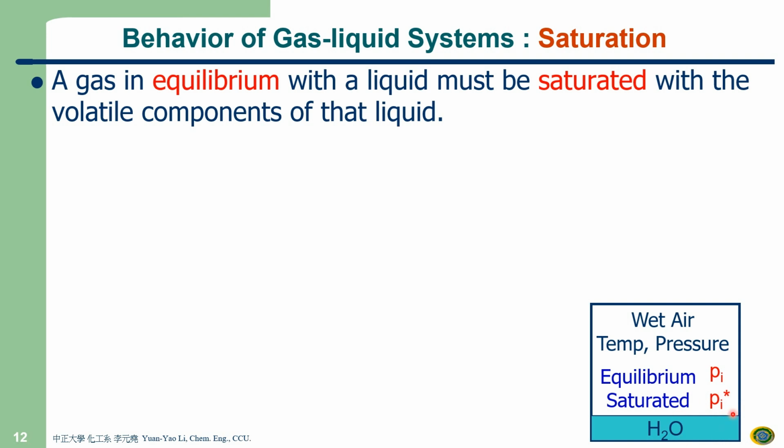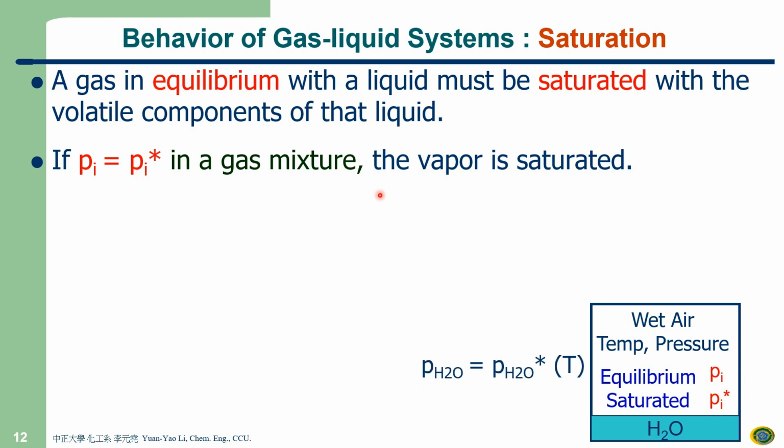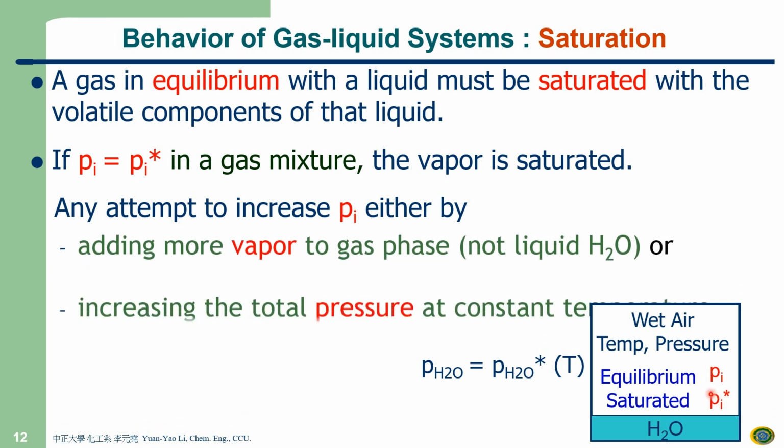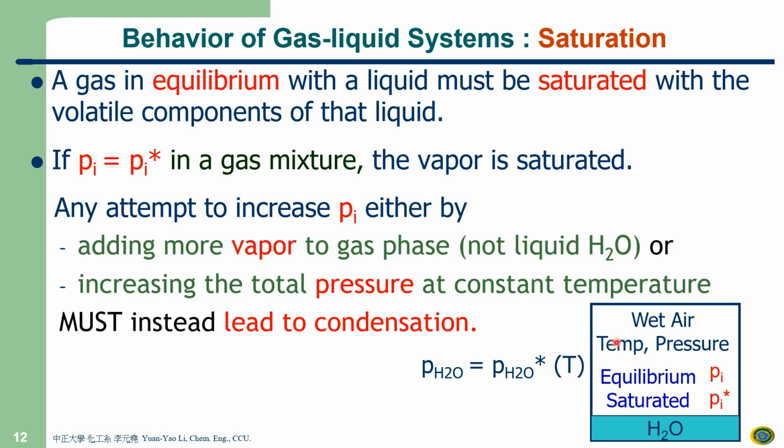So at this time, if you have a temperature, you can find p_i star, and by Raoult's law, once you get p_i star, you can get p_i. If p_i equals p_i star in a gas mixture, the vapor is saturated. So p_i has reached p_i star, a function of T, so it doesn't change anymore. Any attempt to increase p_i: can you increase it? If p_i equals p_i star, which is the maximum, right? Can I introduce more vapor into this system? No, because it reached equilibrium, so it will be condensed, and the vapor won't change.